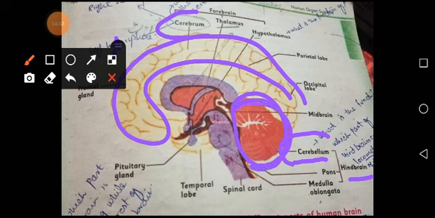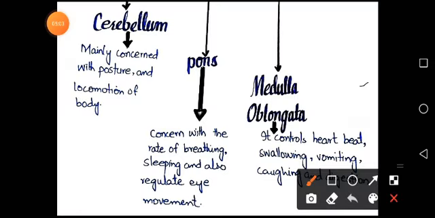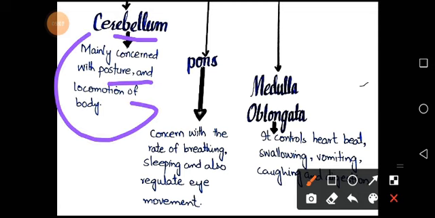This is the second largest part of the brain and it is mainly concerned with the posture, balance and locomotion of the body. Who controls the posture and locomotion of your body? This is under the control of the cerebellum. So what is the basic function of the cerebellum? It is mainly concerned with the posture and locomotion of the body and also helps in the balance of the body.